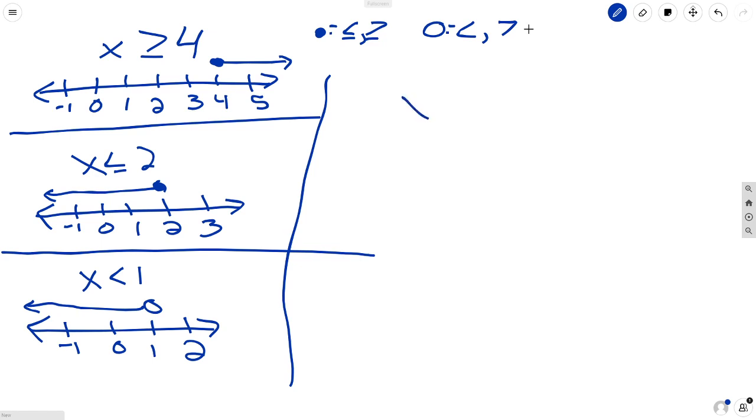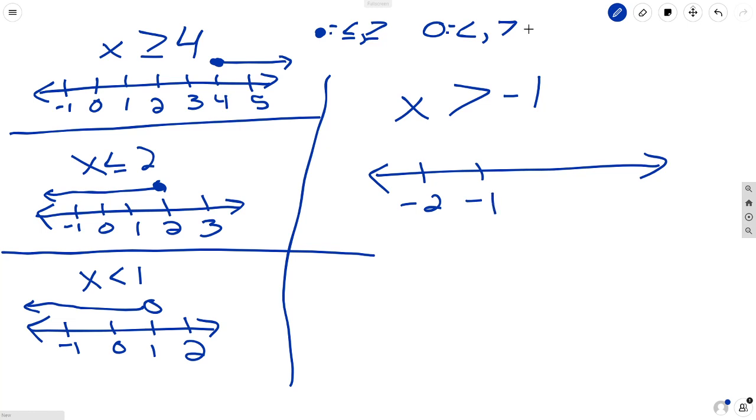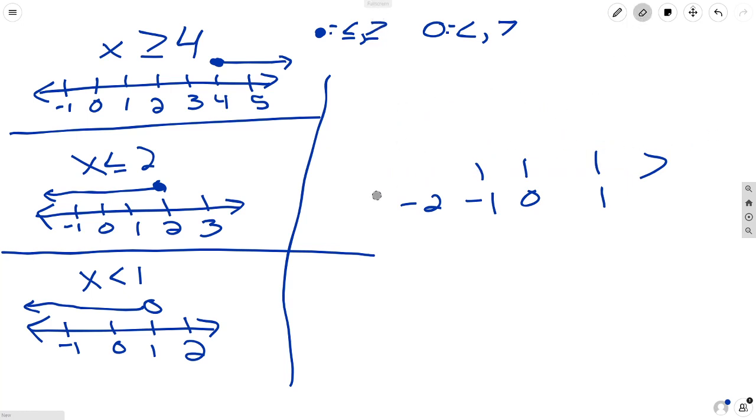Alright, and what if we have x is greater than -1? Same concept here. Open circle because -1 is not included, but every single number bigger than -1 is included. Alright, so let's see about solving some of these inequalities here.